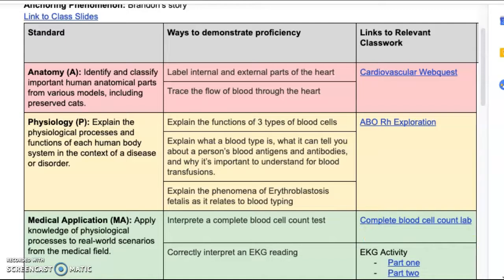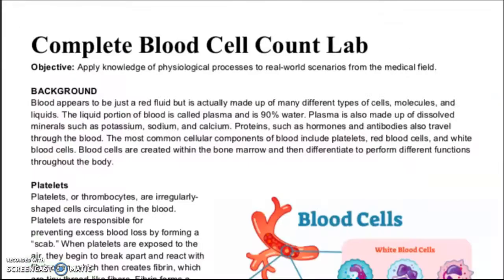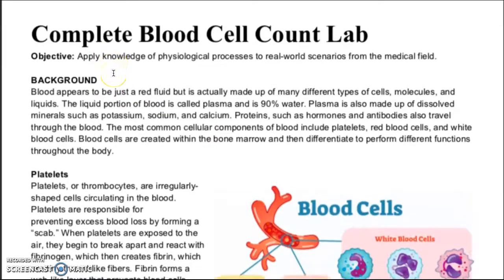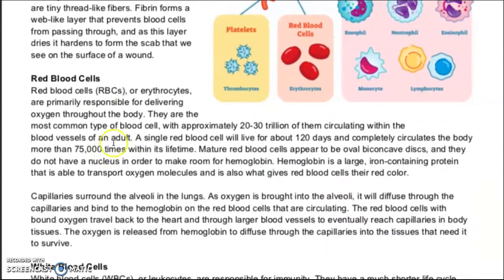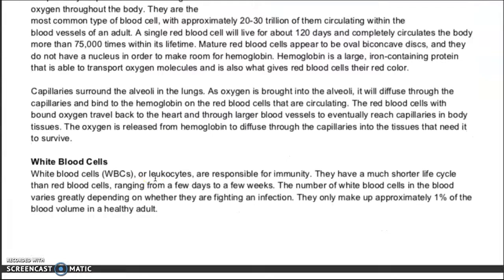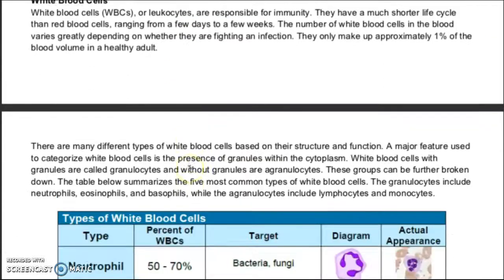So let's talk about the complete blood cell count lab that you'll be doing today, Monday. So what I want you to do, just read the background, read about platelets. The scientific term for platelets is thrombocytes. These are the platelets right here. Read about red blood cells, which are also called erythrocytes. And then white blood cells, which are called leukocytes. So read about all of those.